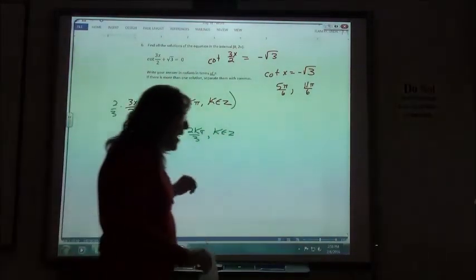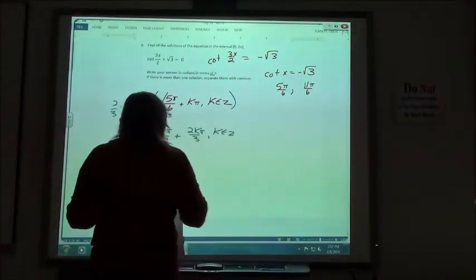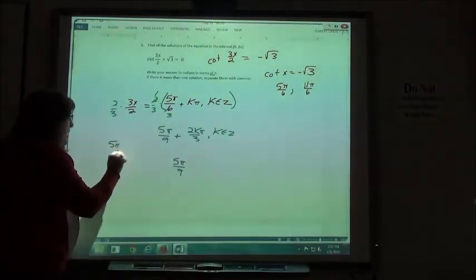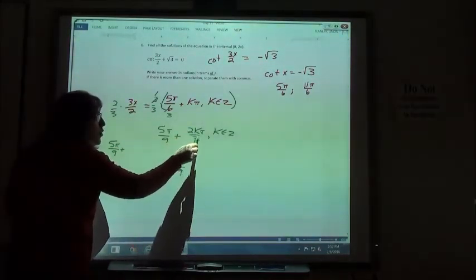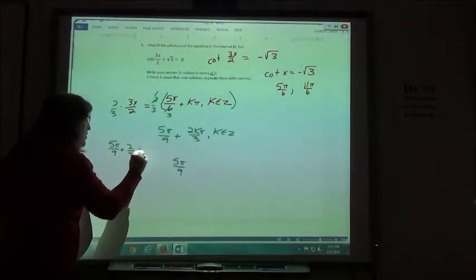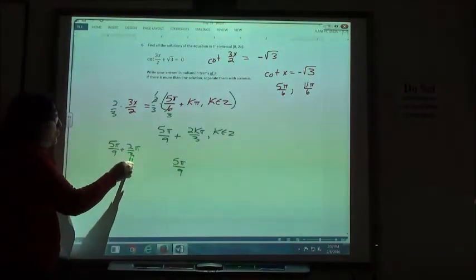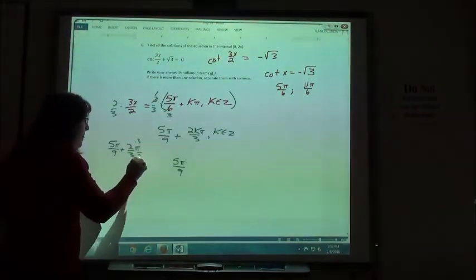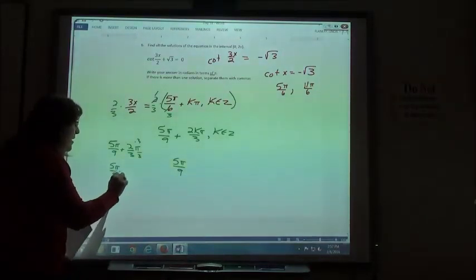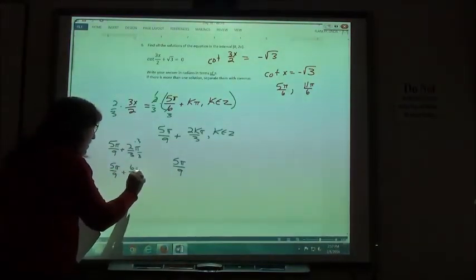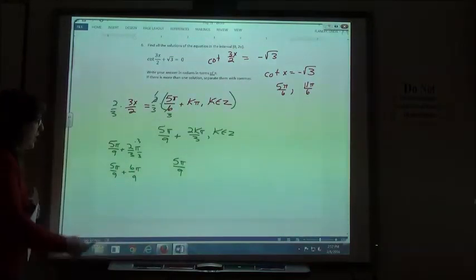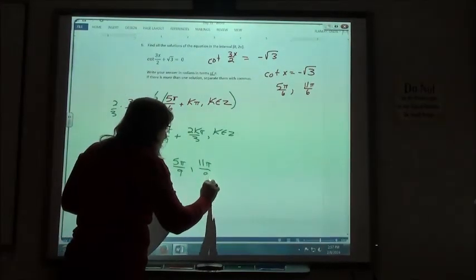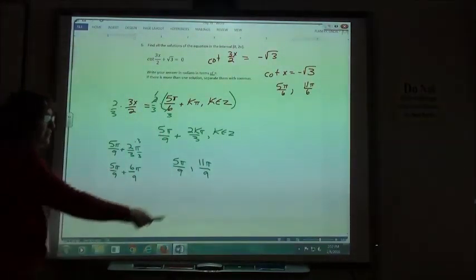So, if k is 0, I'm going to have 5 pi over 9. I'm going to add 2/3 pi. So if I add 2/3, since I'm in ninths, timesing by 3, I would have 5 pi over 9 plus 6 pi over 9. Same thing as 2/3. So that's going to give me 11 pi over 9. 11 pi over 9 is less than 2 pi. I'd have to get up to 18.